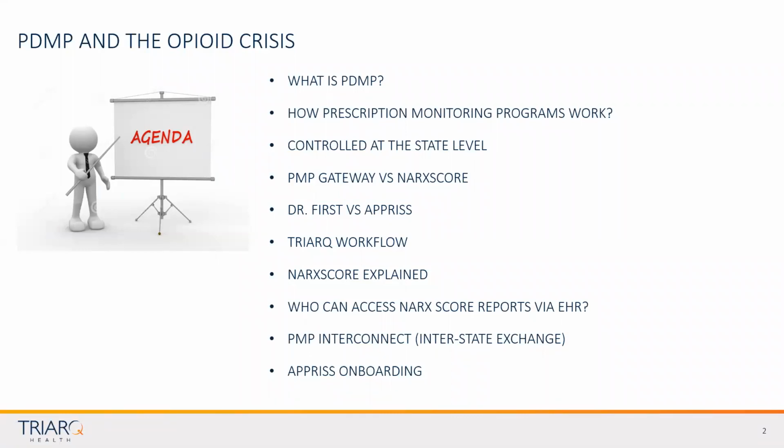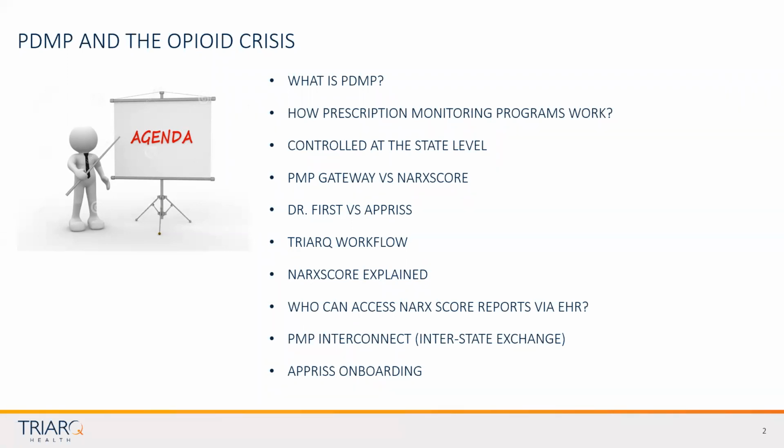So PDMP and the opioid crisis. So what are we going to talk about today? We'll define PDMP for you. We'll talk about how the prescription monitoring programs work. We are going to educate you about the fact this is controlled at the state level. We'll talk about the two different kinds of reports you can get, the PMP Gateway, sort of basic report, versus the Narc Score.